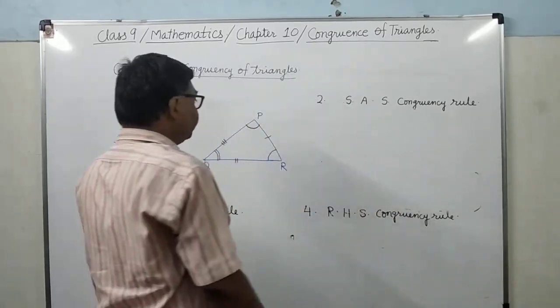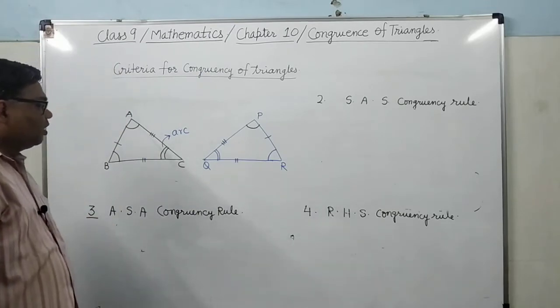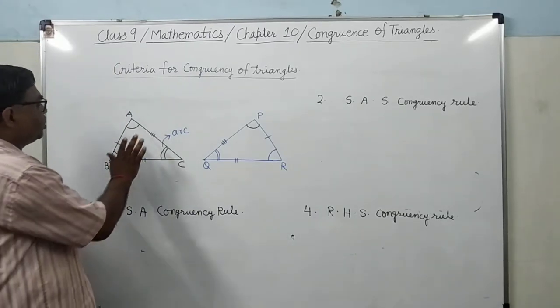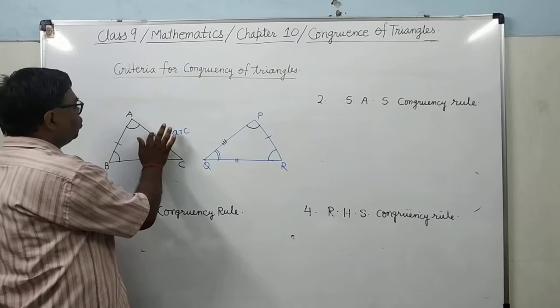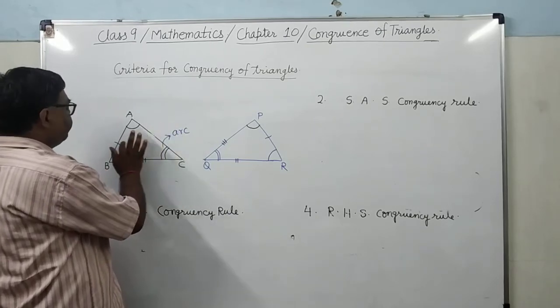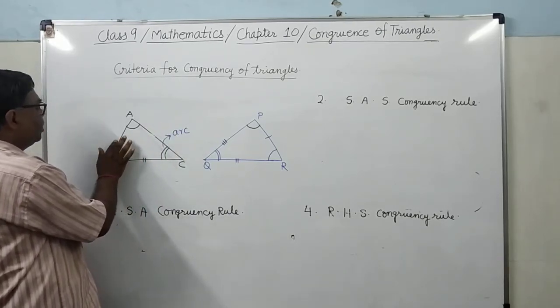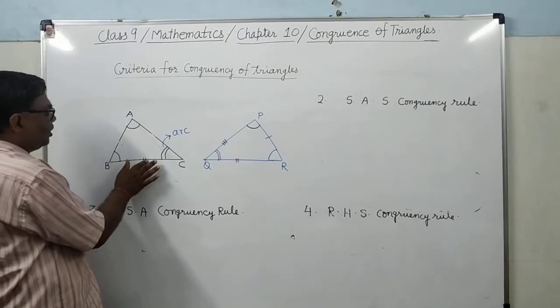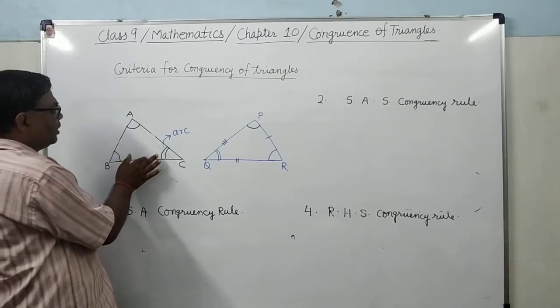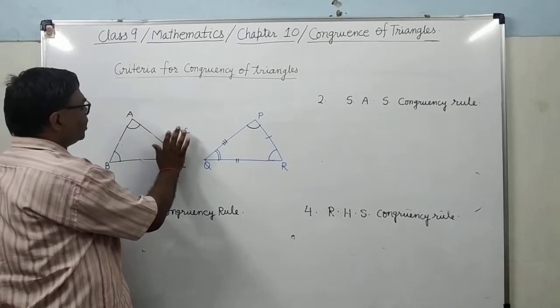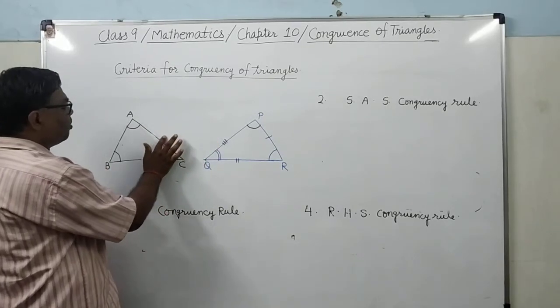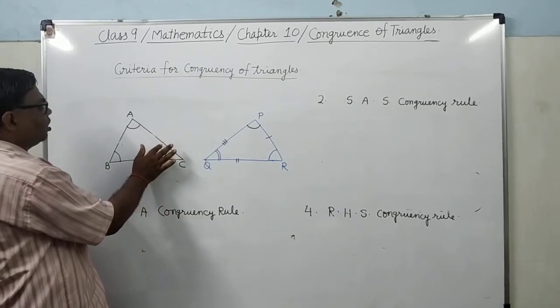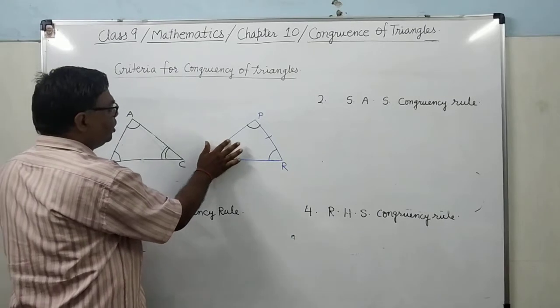You can see SAS congruency. What is the meaning of the SAS congruency? If in between two triangles, two sides are equal and the angle included by those sides is equal, then both the triangles will be congruent.